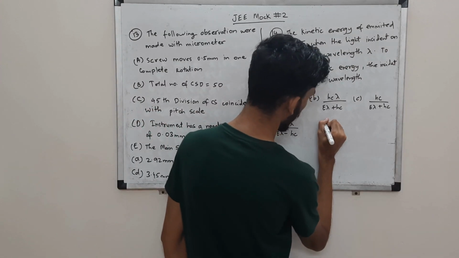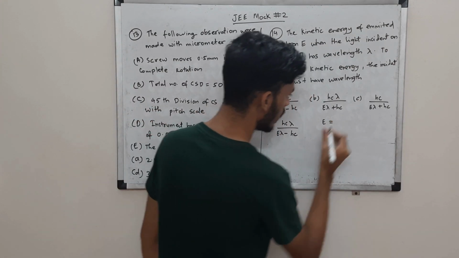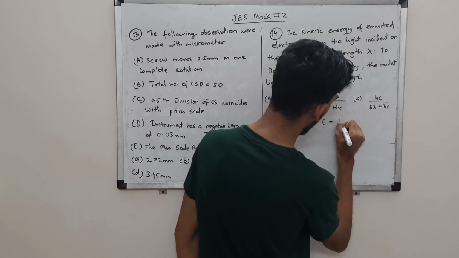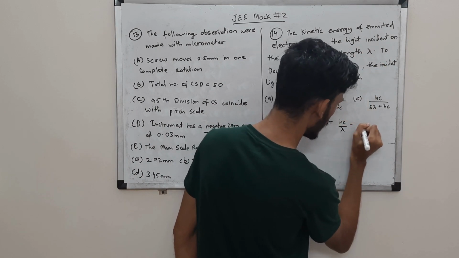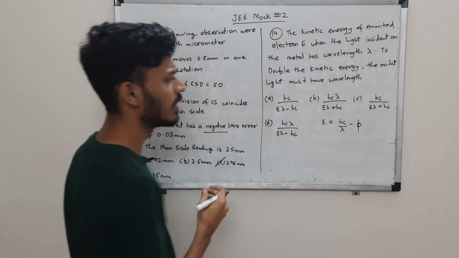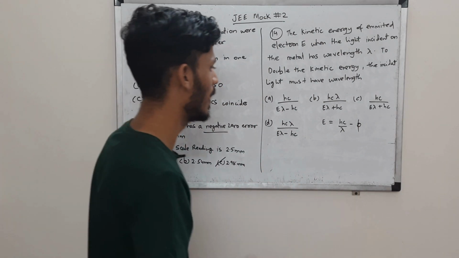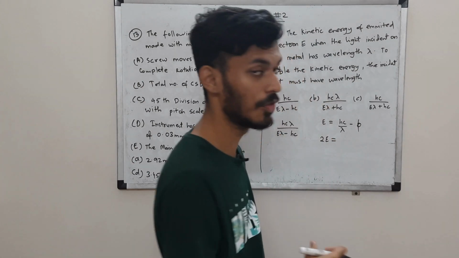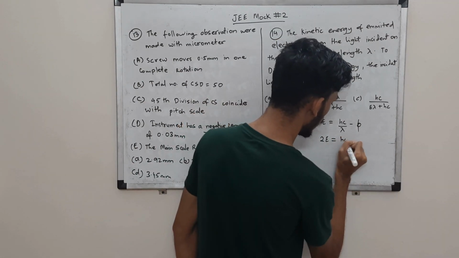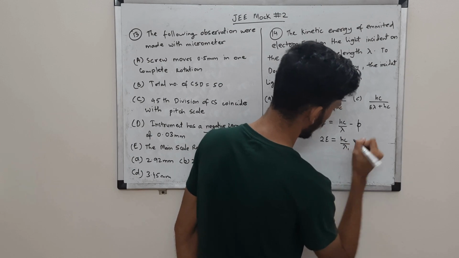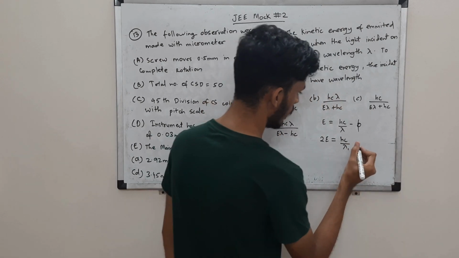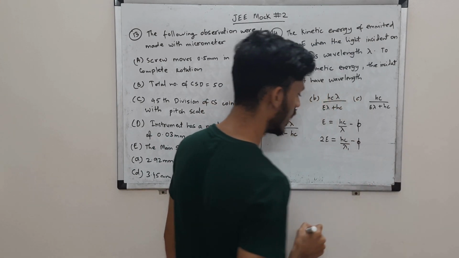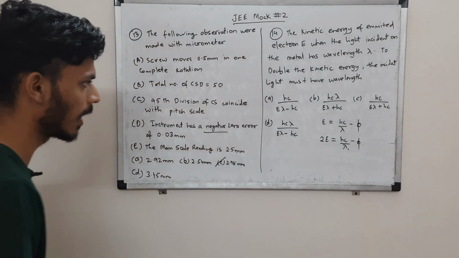So first of all, we will get kinetic energy E when we use a wavelength lambda. So energy of radiation, hc by lambda, minus the work function phi of the metal. In the second case, we want to double the kinetic energy. We want 2E. So we'll use some different wavelength, lambda dash or lambda 1, let's say, and we'll have again minus phi, same metal, same work function.